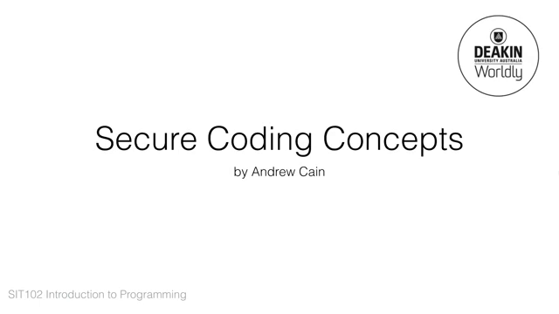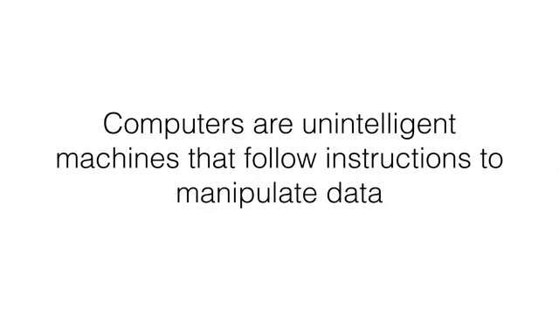We're getting near the end of the unit, but let's have a quick review of some of the ideas related to secure coding concepts. So how can we make our programs secure? Computers, as we know, are unintelligent, and they follow instructions to the letter, manipulating data and interacting with things whether we intended them to or not.